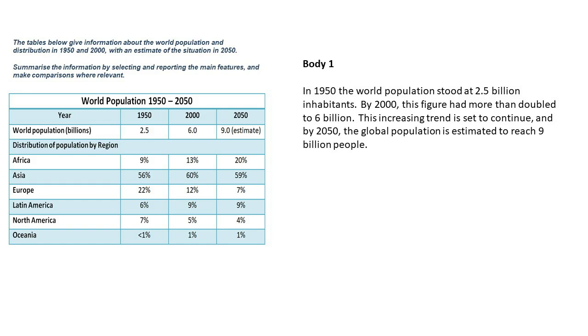Beginning. In 1950, world population stood at 2.5 billion inhabitants. By 2000, this figure had more than doubled to 6 billion. This increasing trend is set to continue, and by 2050, the global population is estimated to reach 9 billion people. Really simple. Okay, I'm just stating what the numbers are.